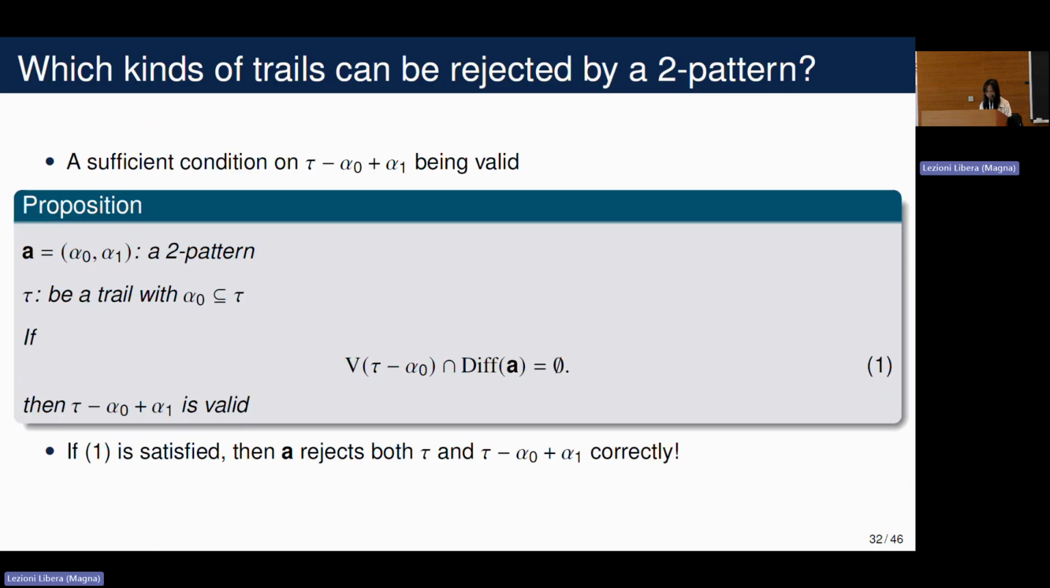So, on seeing that, we propose sufficient conditions for tau minus alpha 0 plus alpha 1 to be valid. And there is a proposition: if the condition is satisfied, then both tau and tau minus alpha 0 plus alpha 1 could work correctly. So this answers the first problem.